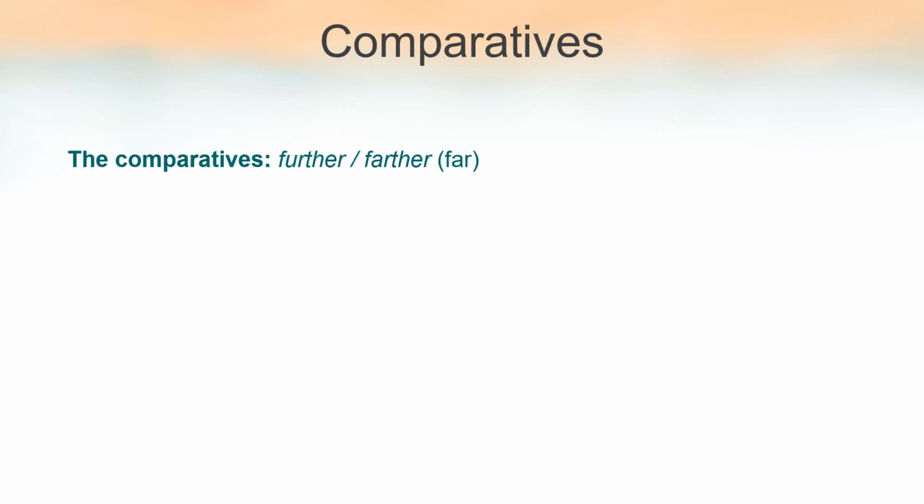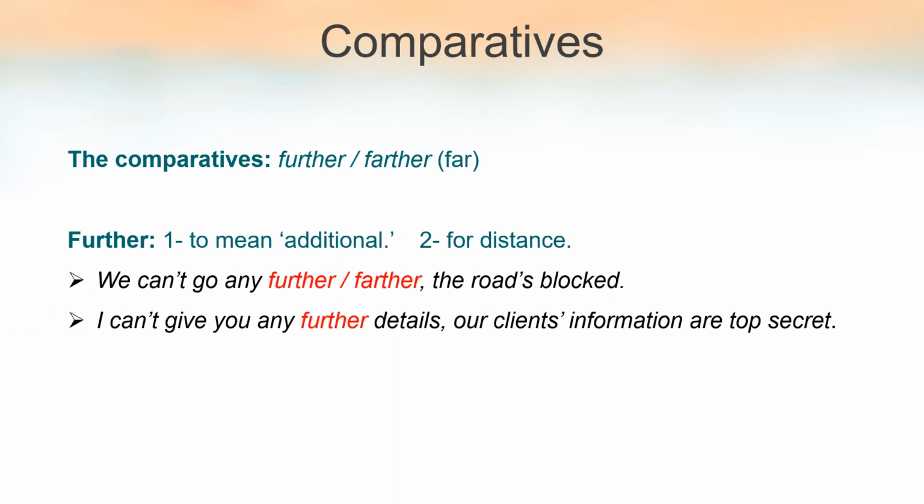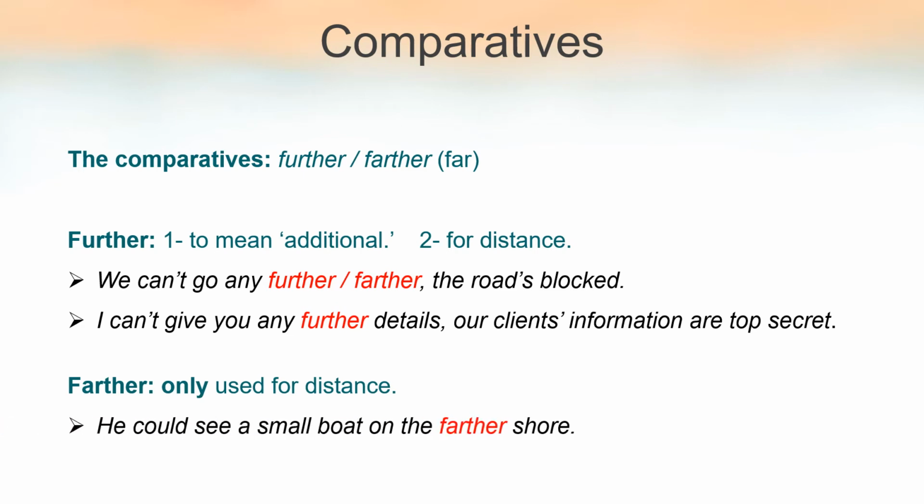Moving on to the comparative further and farther from the word far. We use further for distance and when we mean additional. For example, we can't go any further, the road's blocked. Or we can say, we can't go any farther, the road's blocked. I can't give you any further details. Our client's information is top secret. While we use farther only for distance: he could see a small boat on the farther shore.